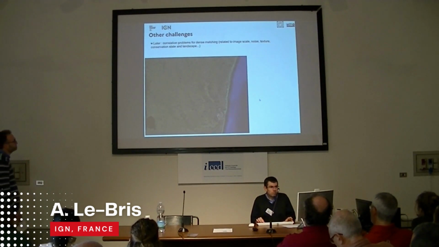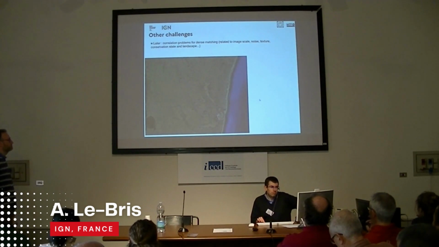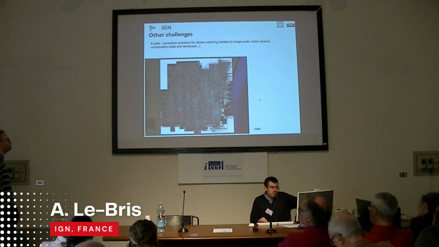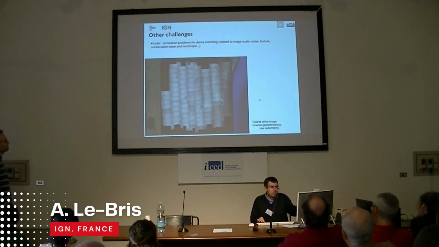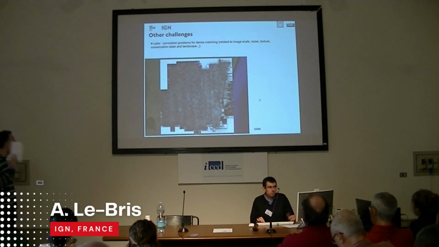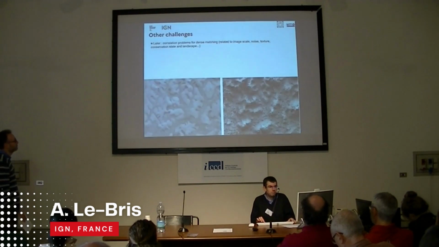We can also have some correlation problems when calculating the dense matching. This can be related to image scale, noise, texture, and conservation state, and also to the landscape. Here we have a small example on Madagascar. Well, the ortho image is not so bad. We have still not performed radiometric correction on this, but it was quite good. But the DSM is of poor quality.